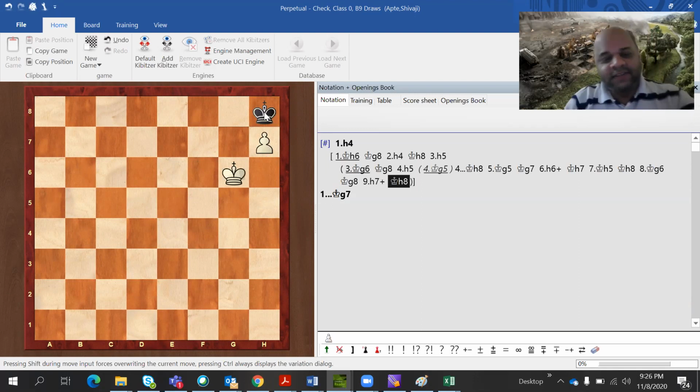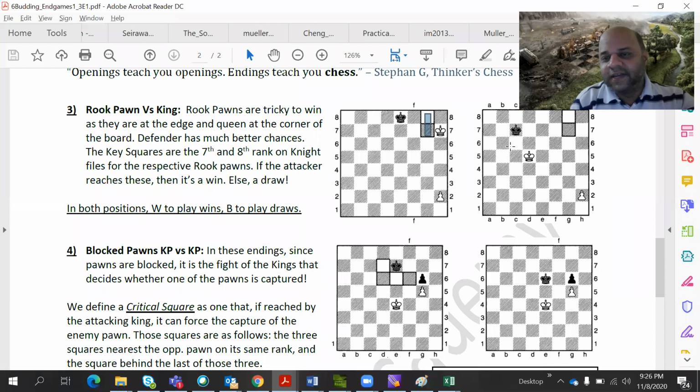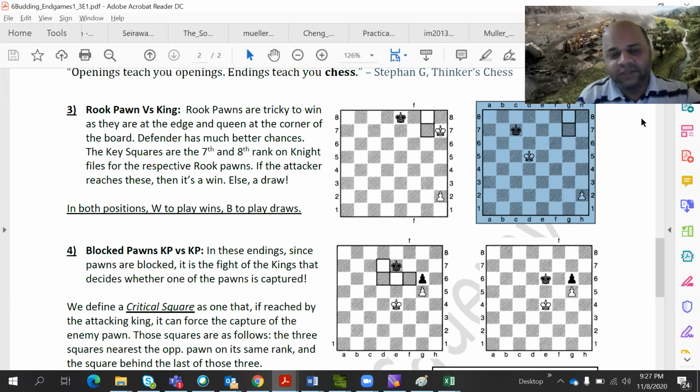So this is the trick, so you should know this. And now remember, with a rook pawn it is very easy. Seventh and eighth squares on the adjacent file. If your king reaches there, then you get a queen and you get to checkmate. If your king doesn't reach, then it is not. This is a similar example, but again, both kings are further away from the key squares. But still the formula holds.